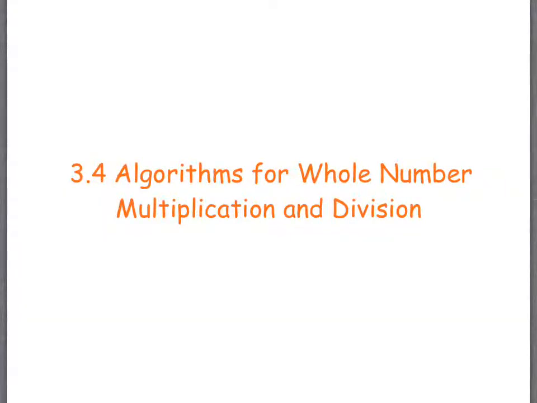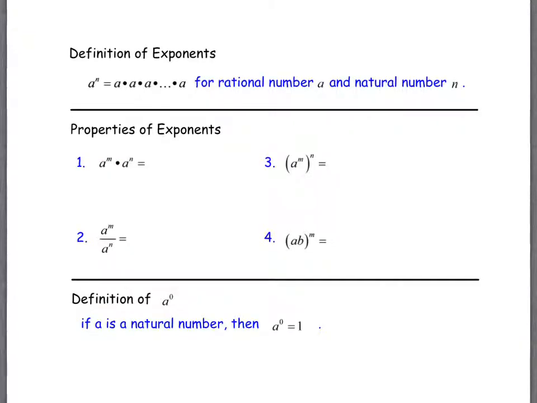Section 3.4, we're going to talk about algorithms for whole number multiplication and division. And the first thing we're going to start with in this section is exponents. So we're talking about a definition of exponents. You'll see how these come into play with what else is going on in this section in a little bit.